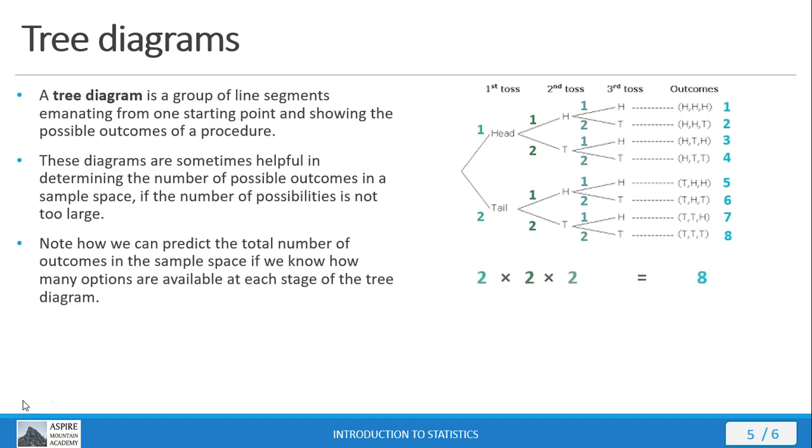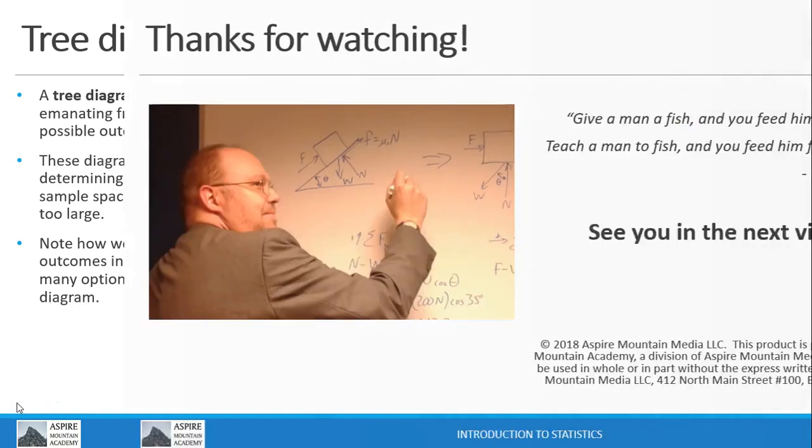Notice we can get that same number 8 if we just do a little calculation. There are 2 choices each time we toss the coin, and there are 3 tosses, so there's 2 times 2 times 2: 2 choices in each of 3 tosses. Multiply that together, and that gives us our sample size. So we don't have to draw the tree diagram to get the size of the sample space. We can just run this quick calculation. But anyway, that's your tree diagram.